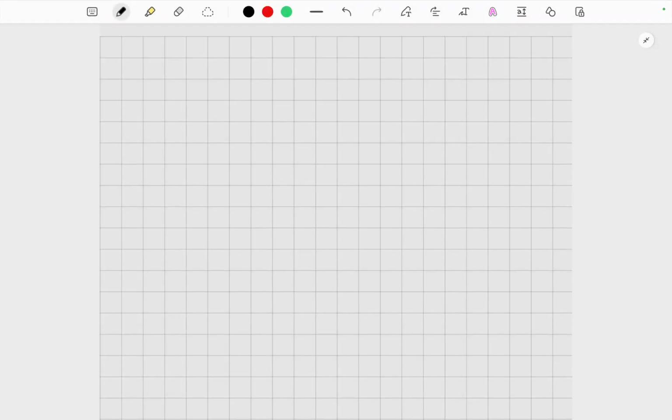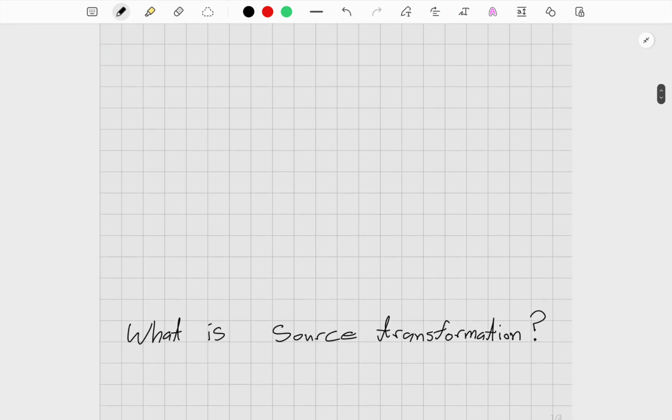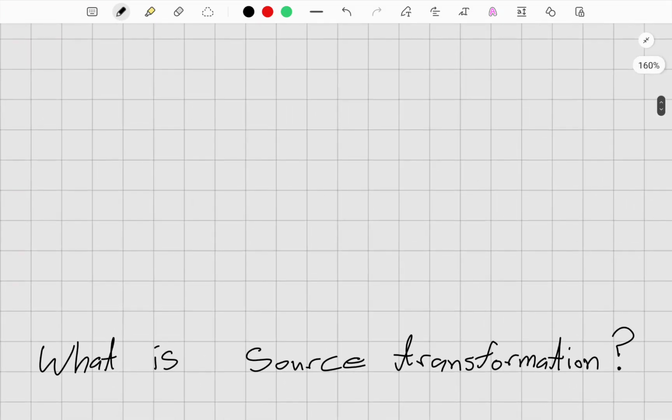Hello everyone. Today we're going to be talking about source transformation, and I would say source transformation is by far one of the easiest circuit techniques to learn because all it involves is Ohm's law. So, to start off, what is source transformation? Well, source transformation is a circuit technique that allows you to turn a voltage source that's in series with a resistor and transform that into a current source that's in parallel with the resistor. And this works vice versa. So you could turn a current source into a voltage source as well.